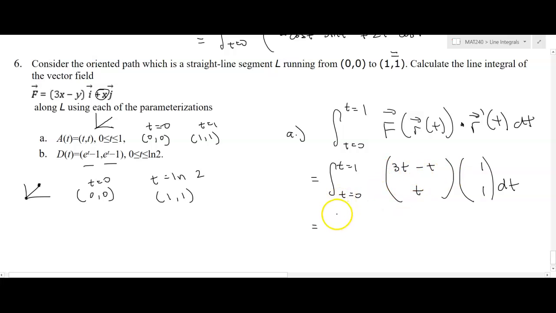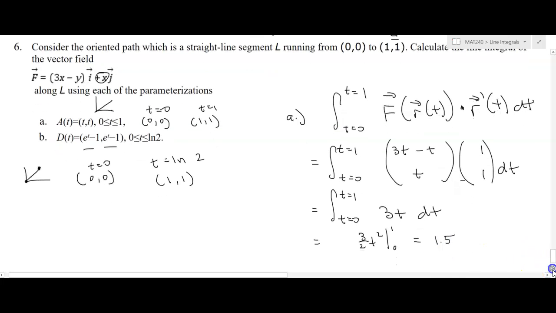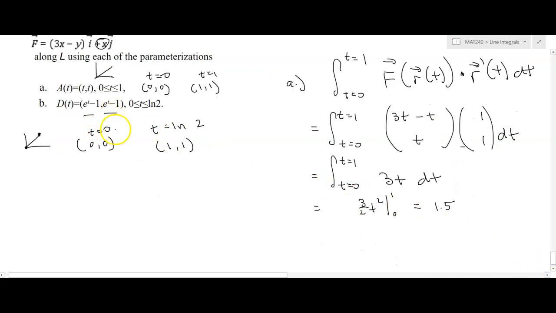So if I dot these together, I'll have the integral from t equals 0 to t equals 1. This is 2t times 1 plus t times 1, which is going to give me 3t with respect to t. I'm going to compute the integral. The integral of 3t is 3/2 t squared, evaluated from 0 to 1, which is just going to give me 1.5. So we're claiming that we're basically going with the current for the most part for this particular vector field.